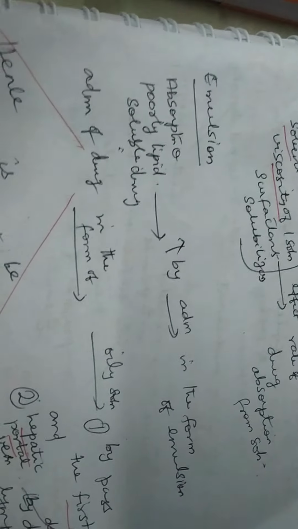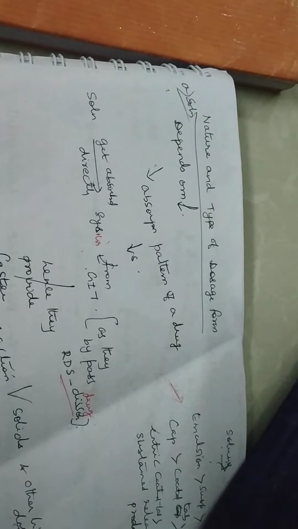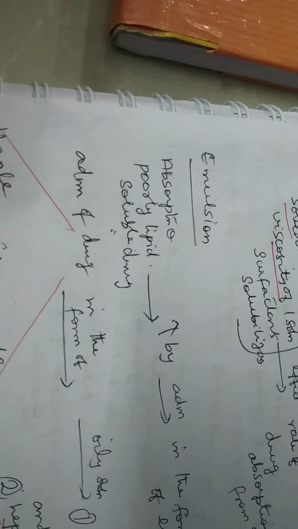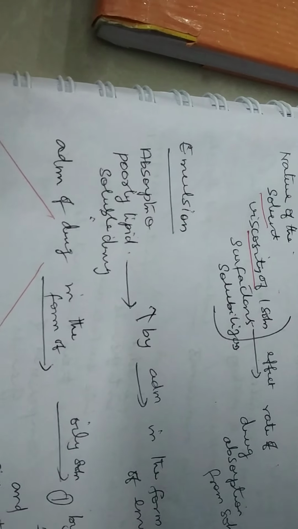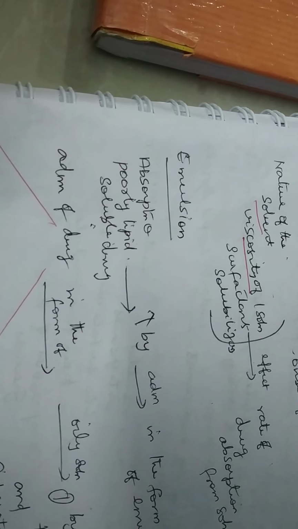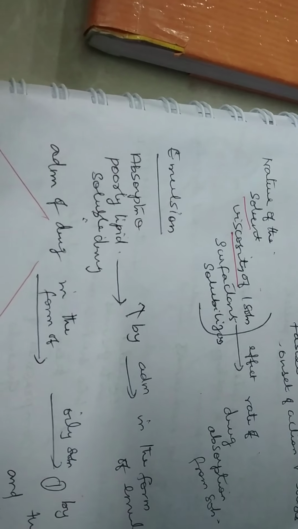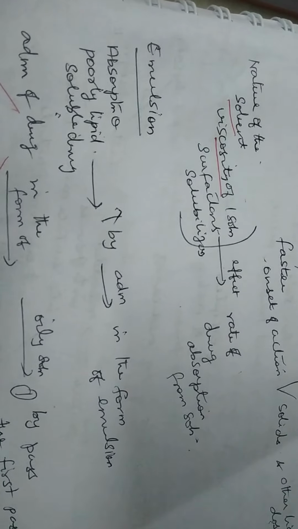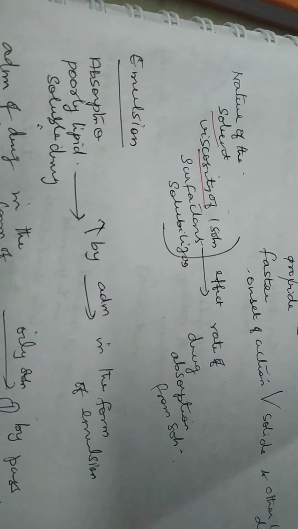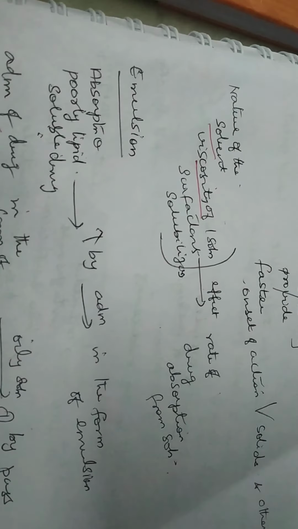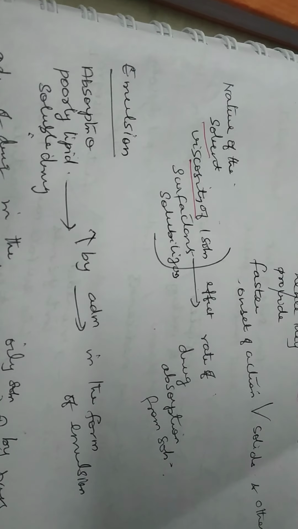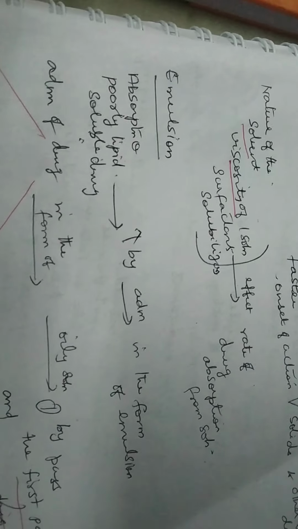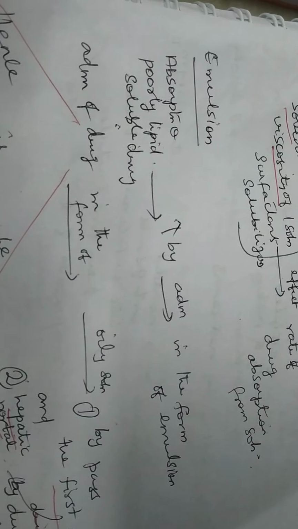Coming to the second one, under the nature and type of dosage form, we are discussing the emulsion. Absorption of a poorly lipid soluble drug, one that doesn't dissolve in an oily phase, may be increased if we administer it in the form of an emulsion, so the rate of absorption increases.